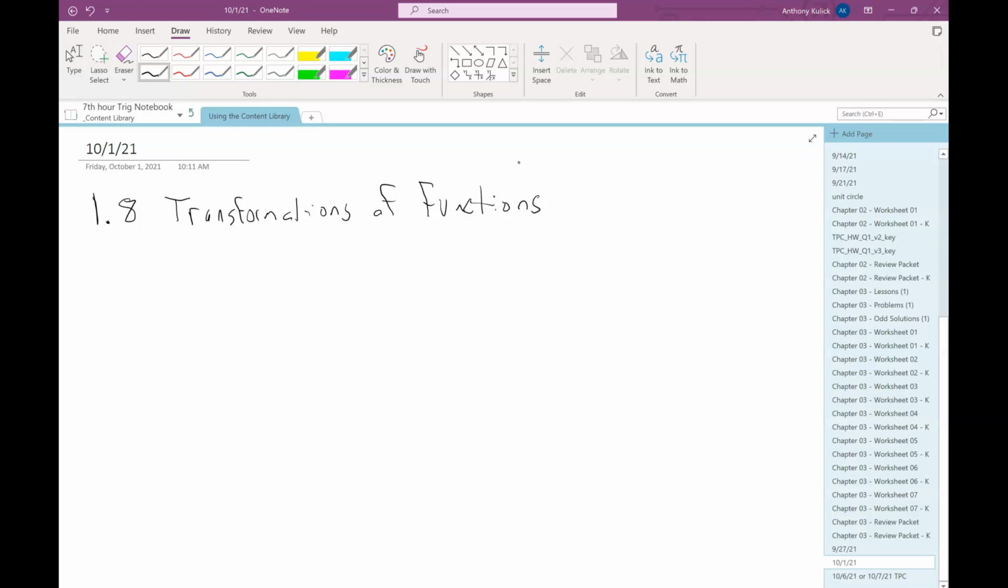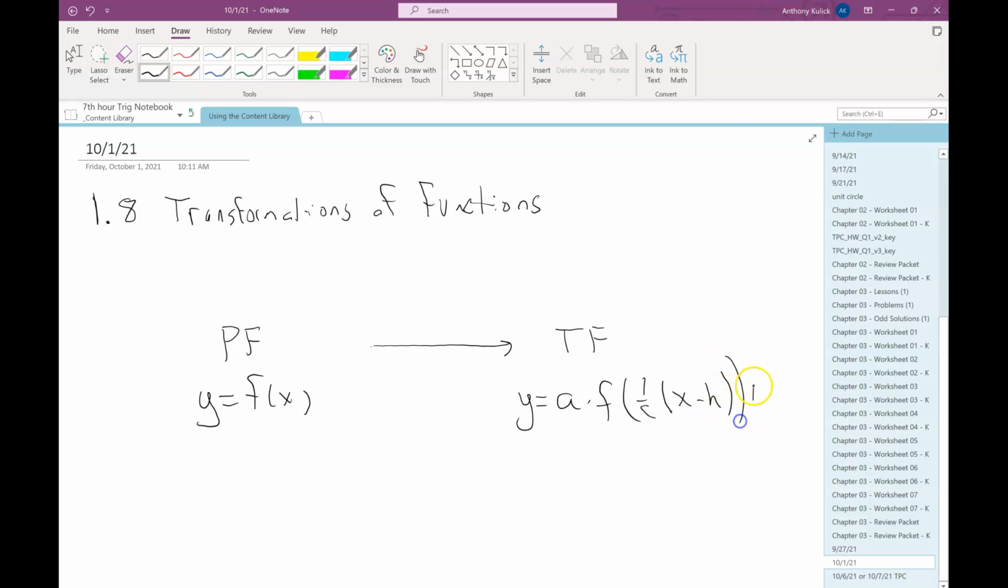Okay, so this is the big idea. We can take any function, we'll call that function the parent function, and we can transform it into some new type of function by multiplying or adding or subtracting in the following fashion.